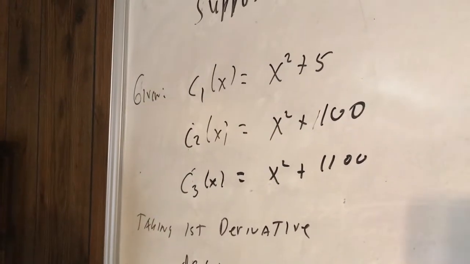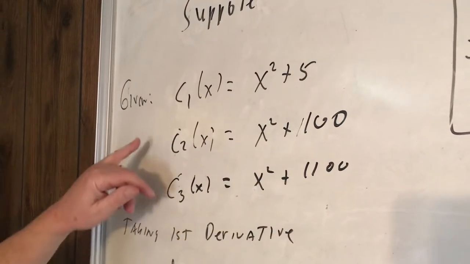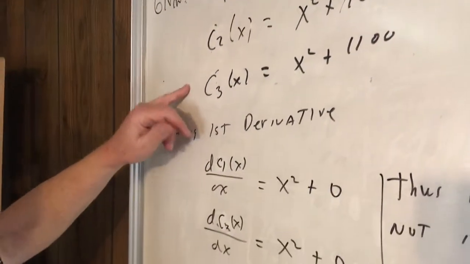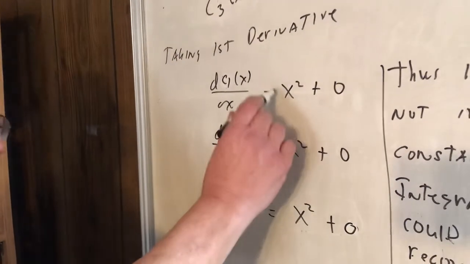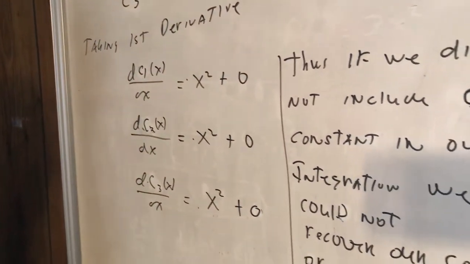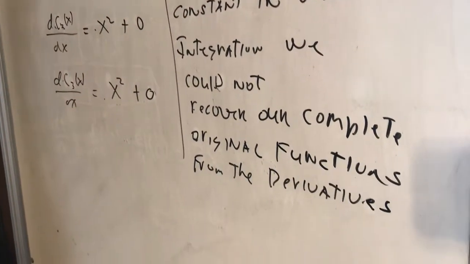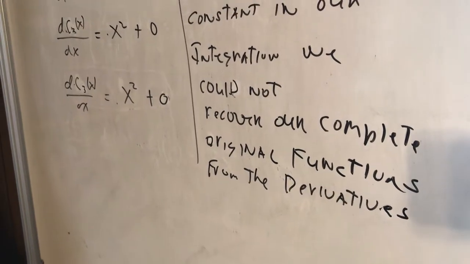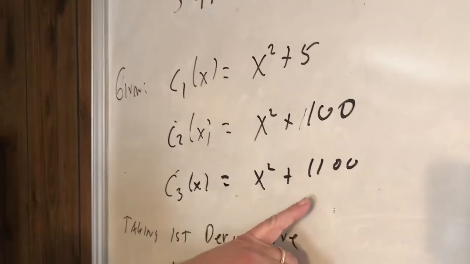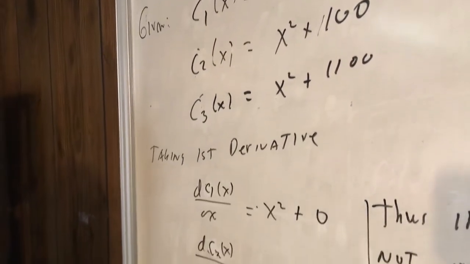So those are three different fixed costs, which obviously, if you didn't know those numbers, they add significantly to the cost. But now if I take the first derivative of each of these, notice I get the same thing: x squared, x squared, x squared, because the derivative of the constant is 0. Thus, if we did not include a constant in our integration, we cannot recover our complete original functions from the derivatives. Well, that would be dreadful for companies like this. I wouldn't know whether my fixed cost is 1.1 million or 5,000. So that's why we have to recover the constants.